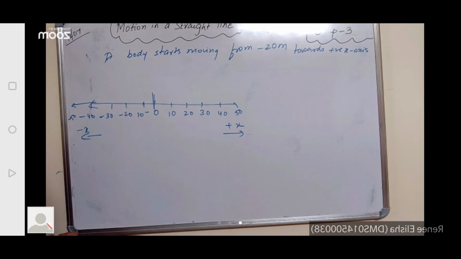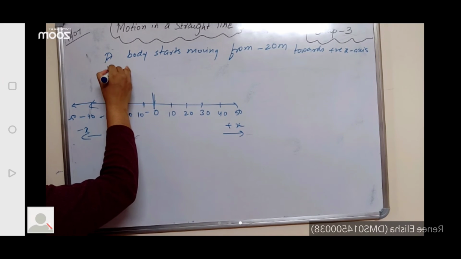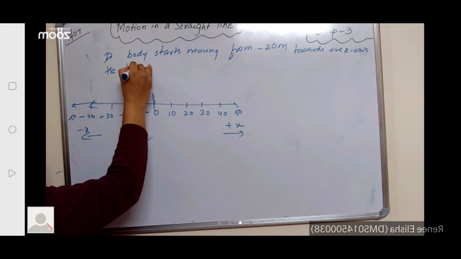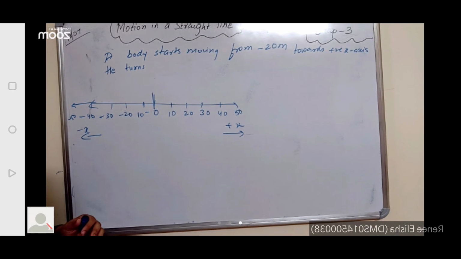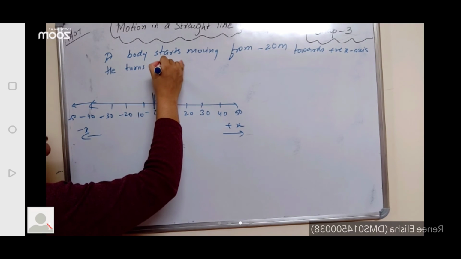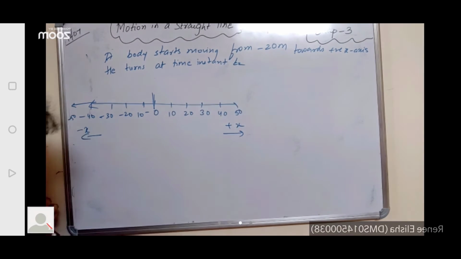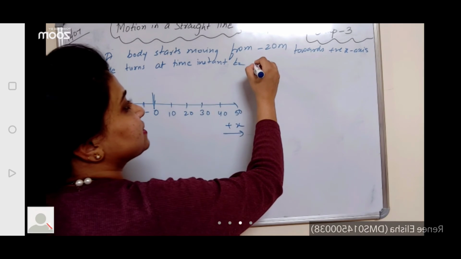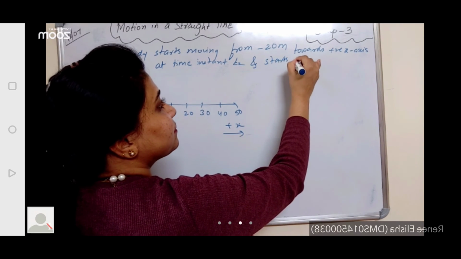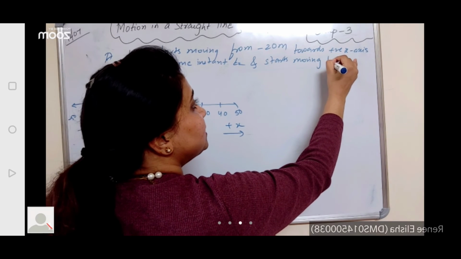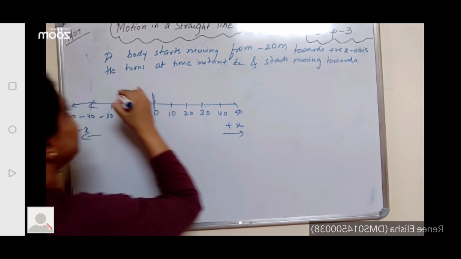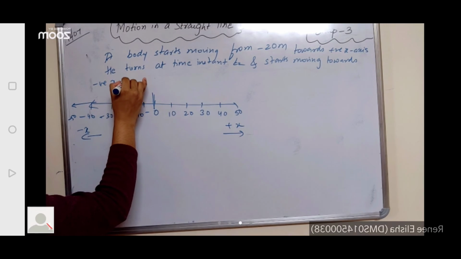He turns at time instant t2 and starts moving towards the negative x-axis. They say he turns at time instant t2 and starts moving towards the negative x-axis.